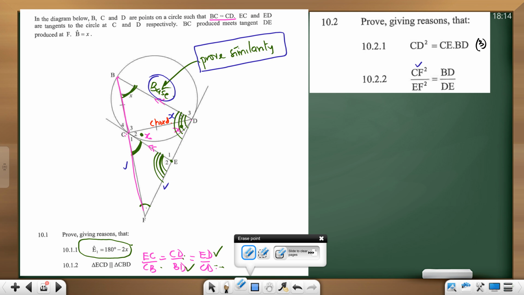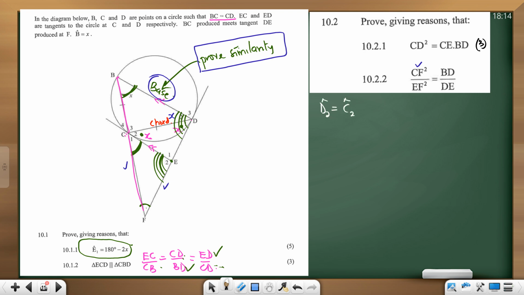Anybody remember how we proved that parallel? Okay, we said angle D2 equals angle C2. Proven. I'm going to ask you step by step as we go on. BD is parallel to CE. Alternate angles. Are we okay with the first two points? So we don't come back.